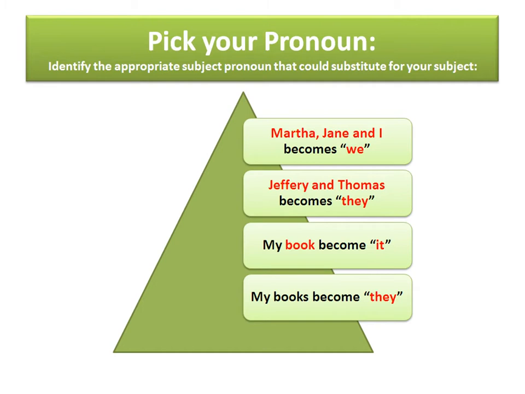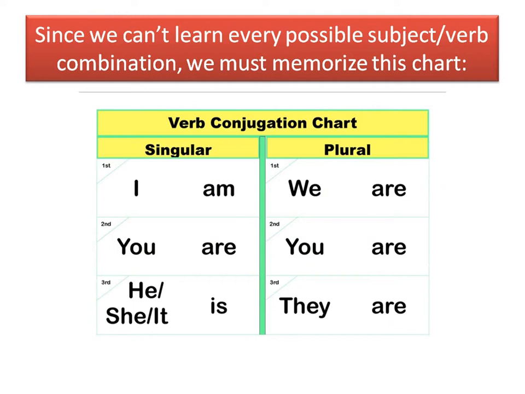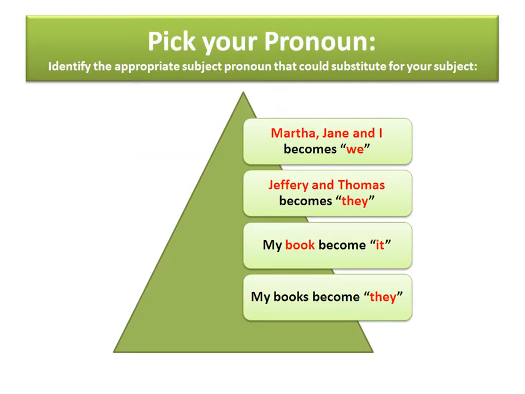We pick our pronoun by identifying the appropriate subject pronoun that could substitute for your subject, if your subject is not already a pronoun. Let's take these examples. If you have a sentence with the subject Martha, Jane, and I, that subject becomes we. You then look on the chart to see how we behaves. With the verb to be, we takes the word are.